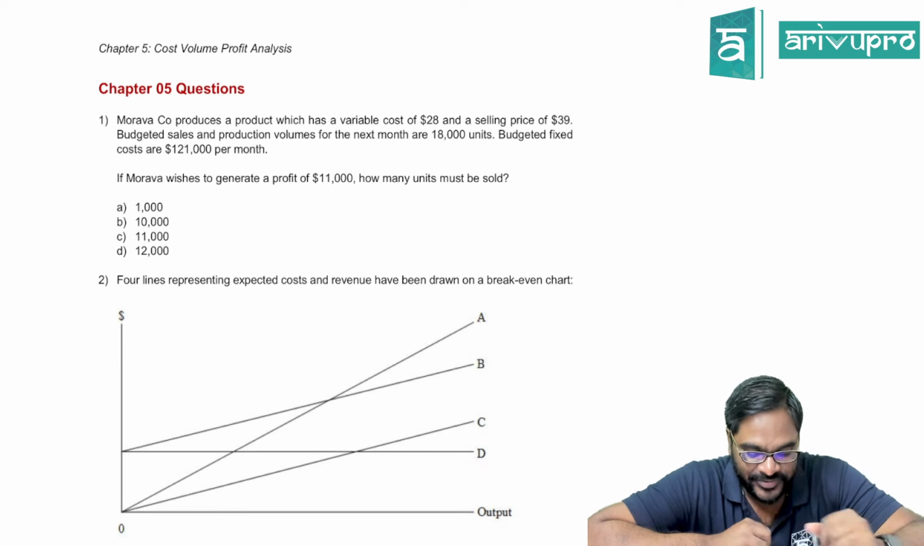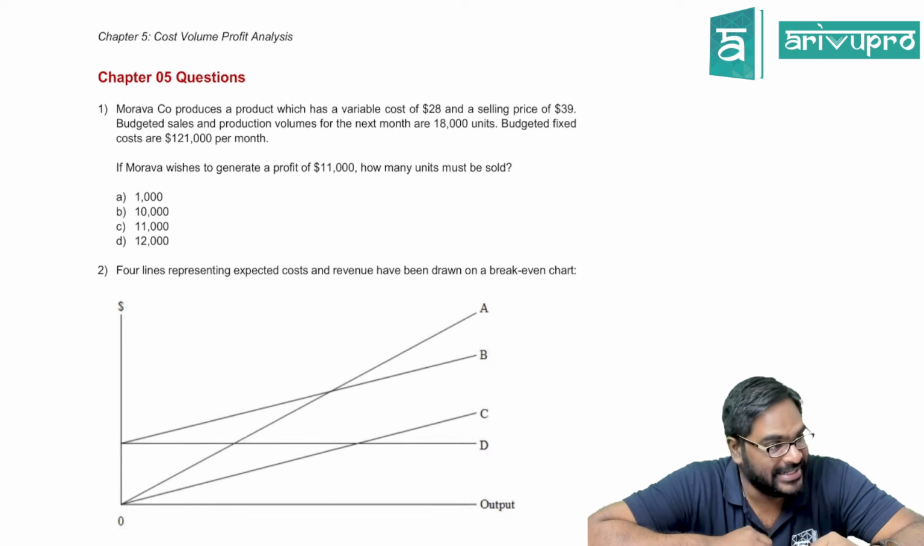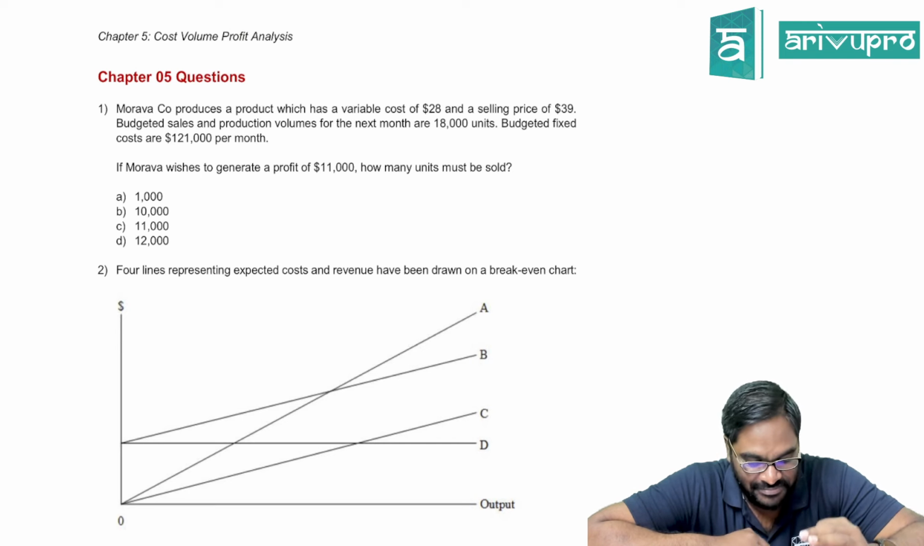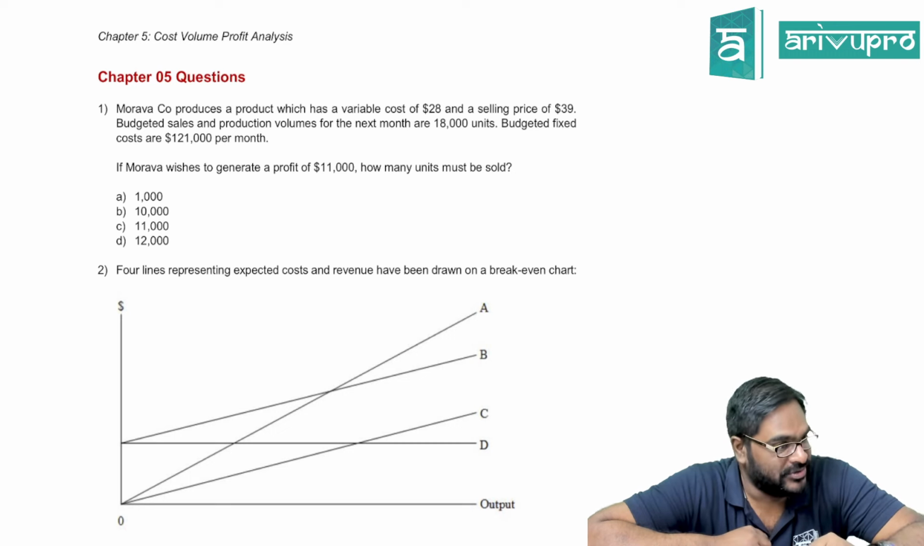Moravaco produces a product which has a variable cost of $28 and a selling price of $39. Budgeted sales and the production volume for the next month are 18,000 units. Budgeted fixed costs are 121,000 per month. Moravaco wishes to generate a profit of 11,000. How many units must be sold?